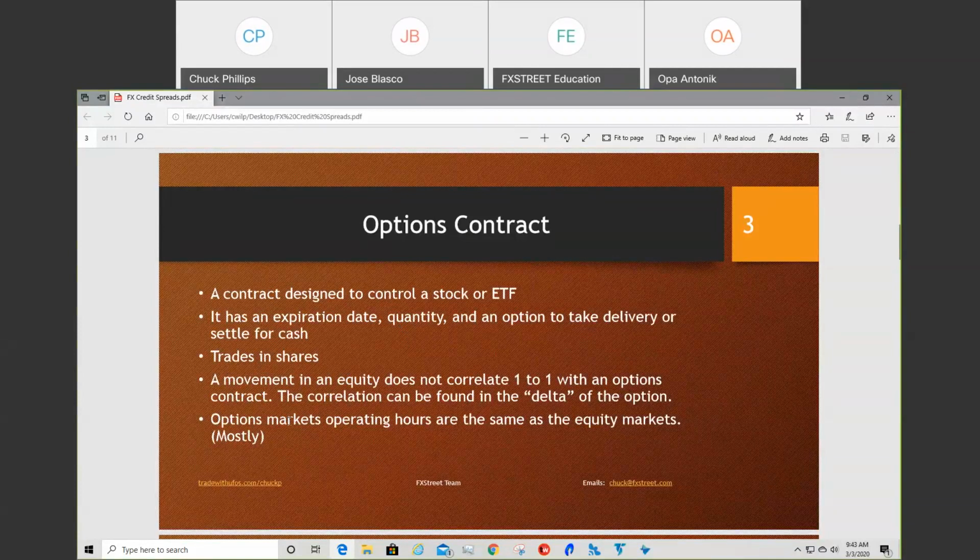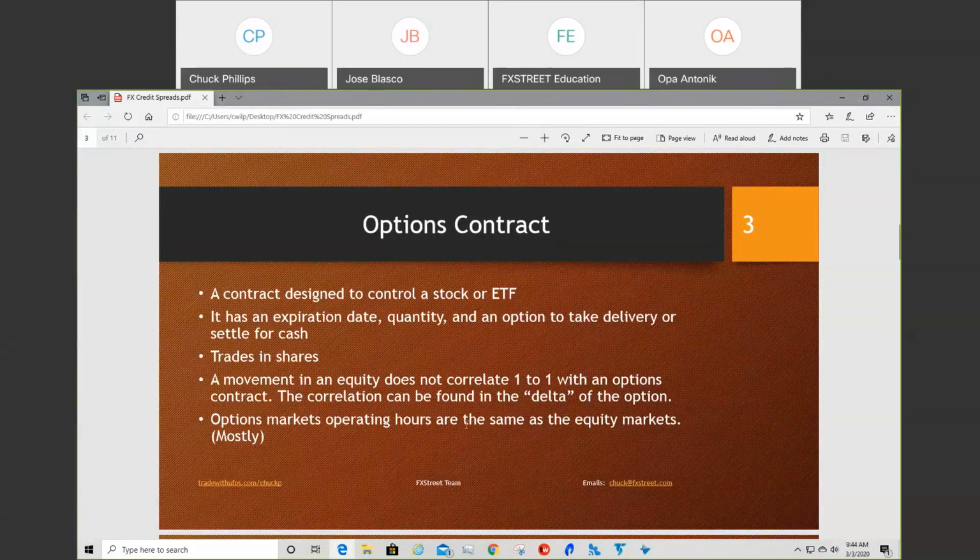Okay. The movement in the equity does not correlate one-to-one with the options contract. You have to look at the delta for that. If you don't know what the Greeks are, obviously you should learn those. But if the delta is 0.5, that means that for every dollar the stock moves, the option moves 50 cents. So if the delta is 0.75, then it moves 75 cents for every dollar.